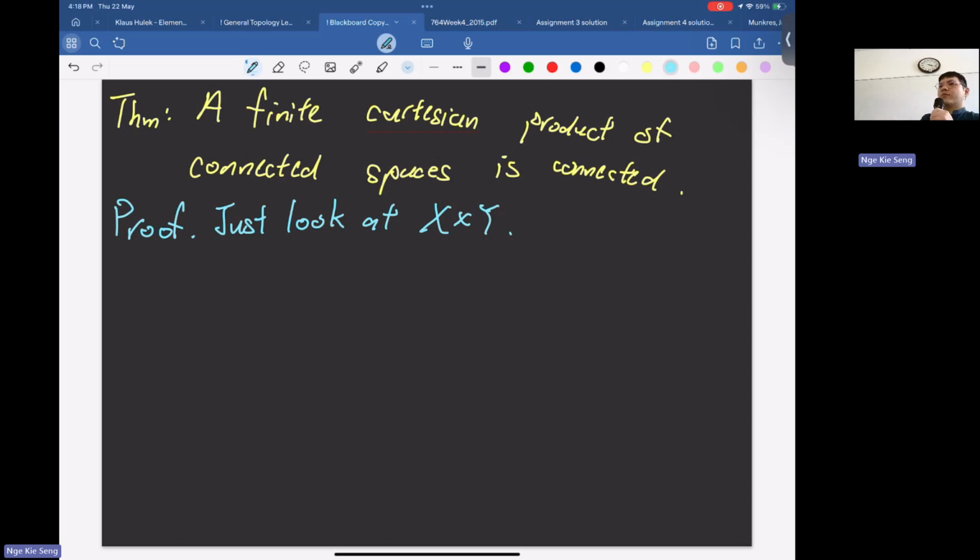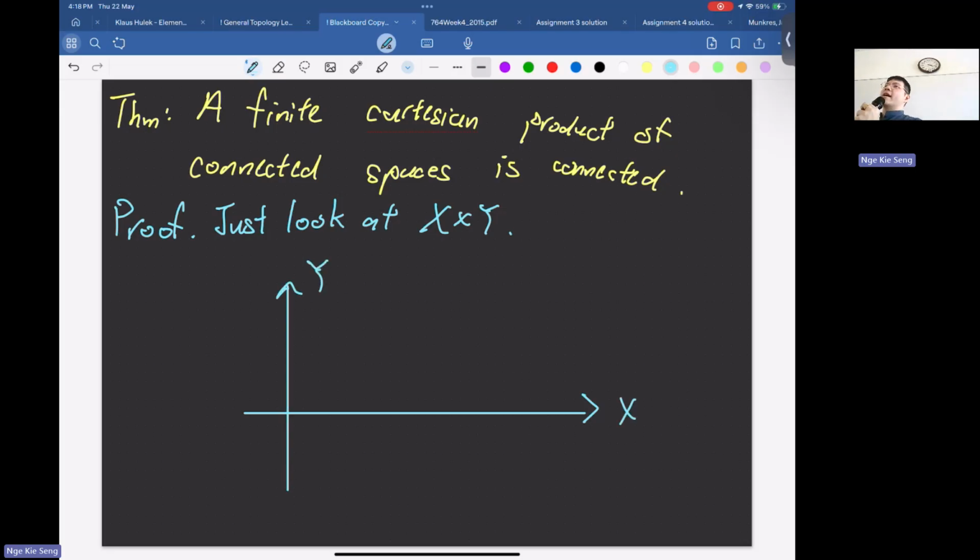Can you think of how to prove this? How do you think about the product set here? You've got X in one direction, right? Y in the other direction, right? But what is X cross Y? You can imagine that at every point x, you put a Y there.